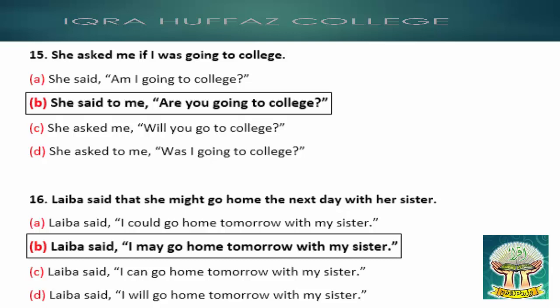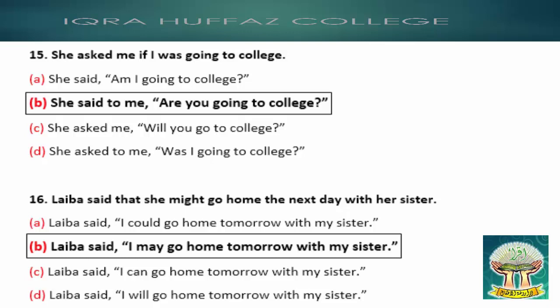Are you going to college is an interrogative sentence in direct speech. Sentence number 16. Laiba said that she might go home the next day with her sister. This is also an indirect sentence given in the question, and you have to choose the correct direct sentence for this sentence. Out of four options A, B, C and D, option number B is correct.